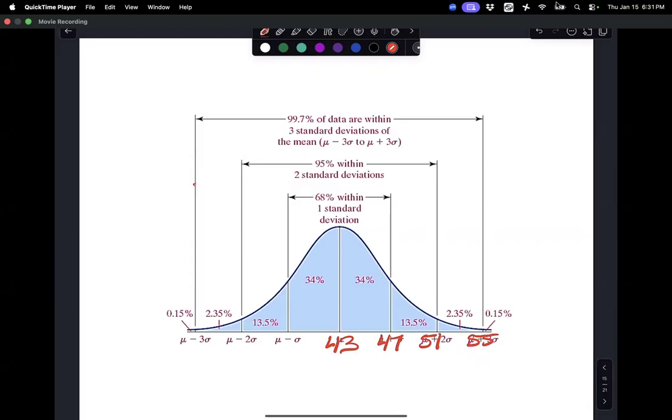Now I'm going to go the other direction. 43 minus 4 is 39. I'm just subtracting 4 now because I'm one standard deviation below. So I'm going to subtract 4 again, and I get 35. Subtract 4 one more time and get 31.